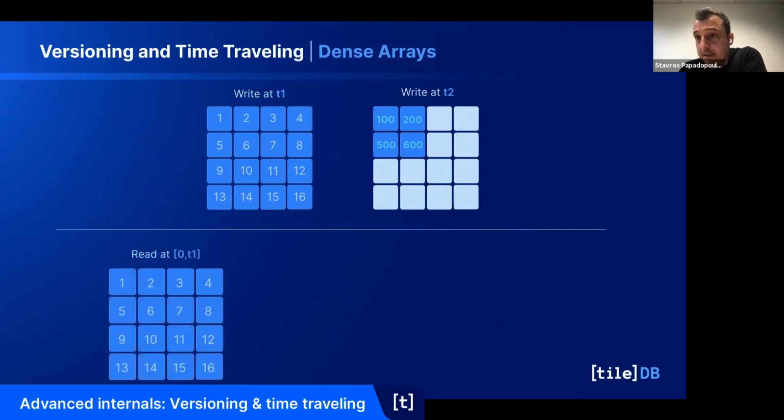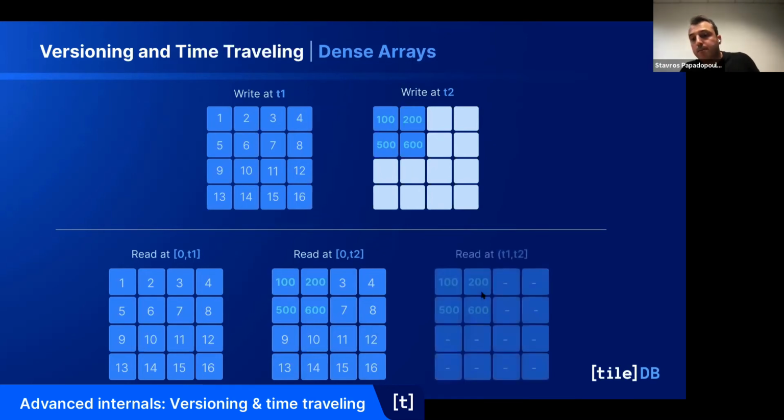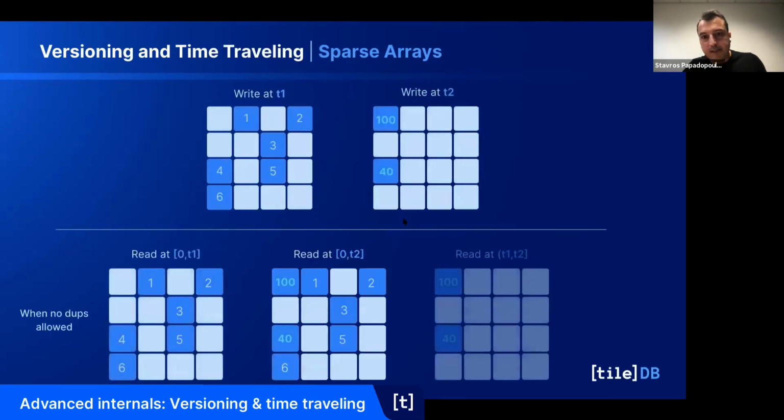Then you can read at timestamp 1, effectively from the beginning of time till timestamp 1, and this is what you're going to see. Or you can read between 0 and now, or timestamp 2, and you can get the updated version. Or you can read after T1 and up until T2, and this is what you're going to get. So superb flexibility here. And the sparse case is the same. It's exactly the same thing. I do a write here, I do a write here, and depending on the time range, I slice different things.